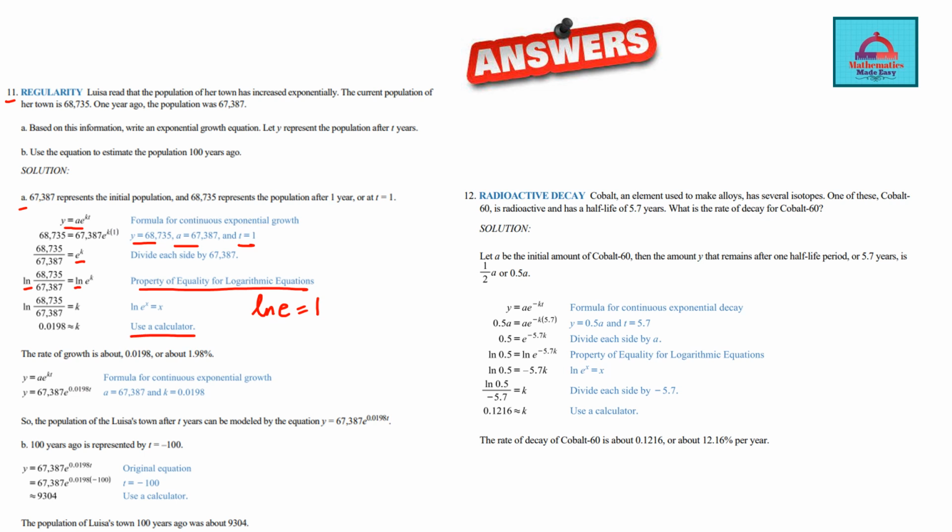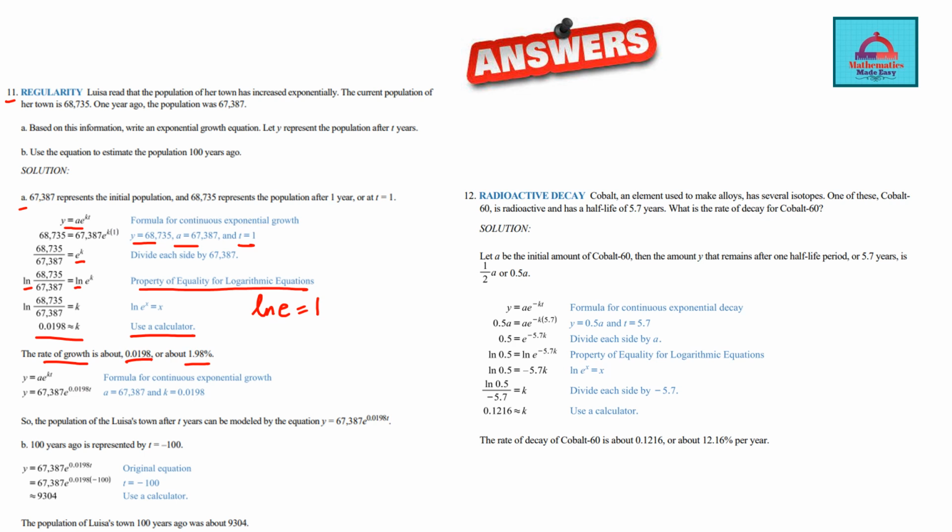So that's what we do here, and k comes out to be the log of this value. Use a calculator to plug in the value, and k comes out to be approximately equal to 0.0198. So the rate of growth, which is the decimal of k, is this one. If you want to convert to percentage, just multiply by 100. So it is 1.98%. So look at the question in the exam. If the option is in percentage, multiply by 100. If the options are in decimal, you choose the decimal.